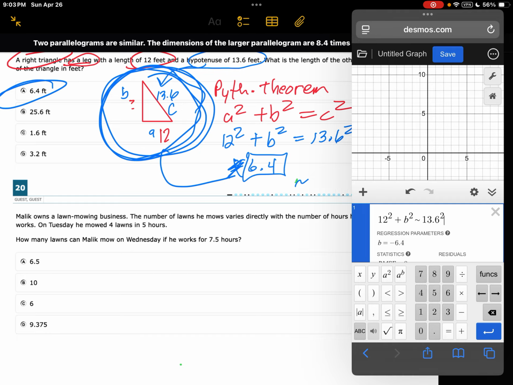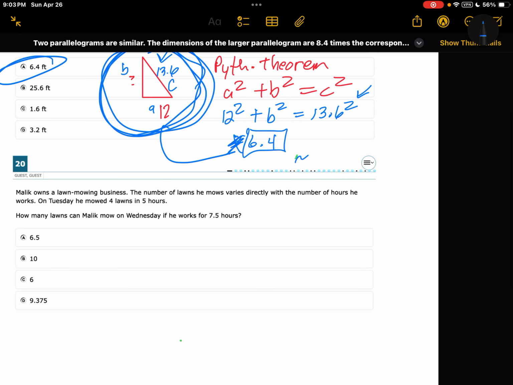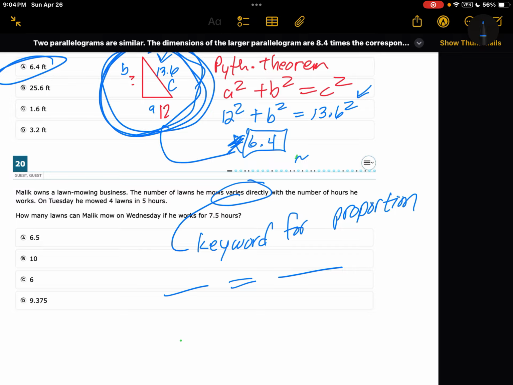All right, number 20. Again, I'm assuming you're going to read this by yourself, but anyways, I told y'all that varies directly is a key word for proportion. Remember, proportion is just the tool I use to shove numbers in the right spot. That way I know which numbers to multiply and divide with. I simply take the first two numbers they give me, the rate, put them on top of each other, 4 over 5. Then you want to make sure you know what number is which. That way the top matches with the top and the bottom matches with the bottom.